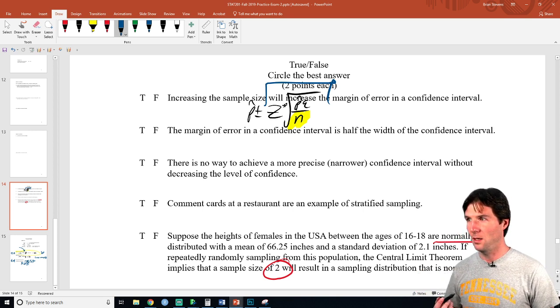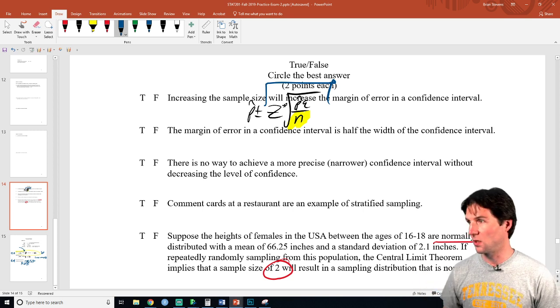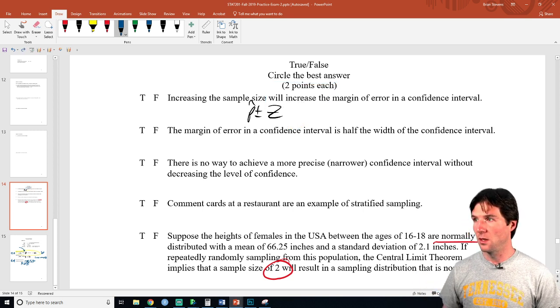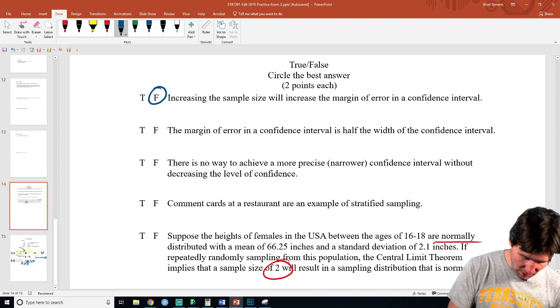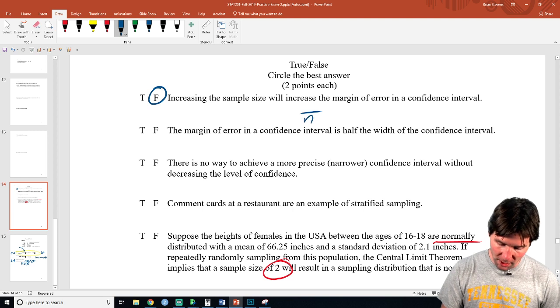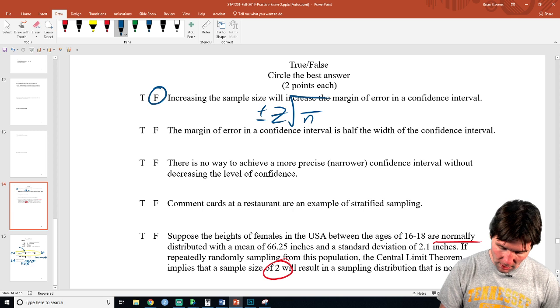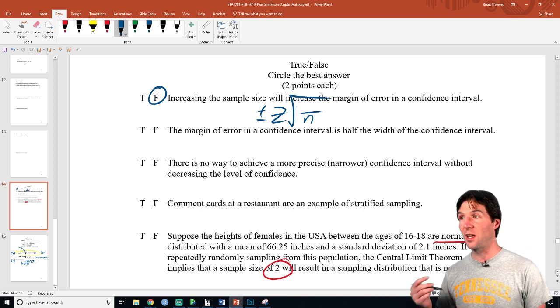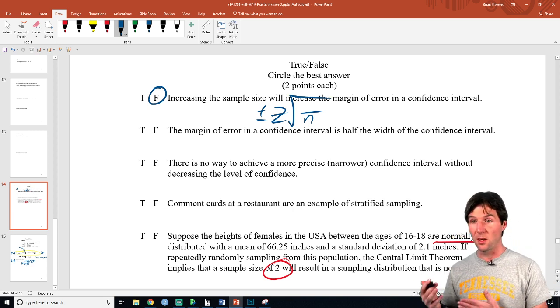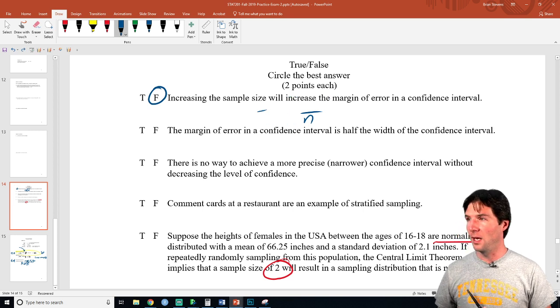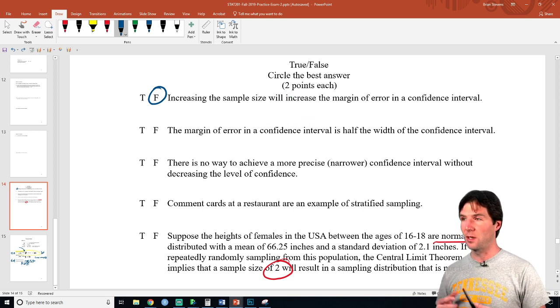Wait a minute. If I increase n, that makes it dividing by a bigger number. If I increase n, what happens to the margin of error? If I increase n, the margin of error decreases. So this is definitely false. Nice job, tabs in the chat. You got it. This is false because n is what we're dividing by. Since the margin of error has n in the bottom part of the equation, it's going to make it smaller, because as n gets bigger, it decreases. So as n increases, your margin of error gets smaller.